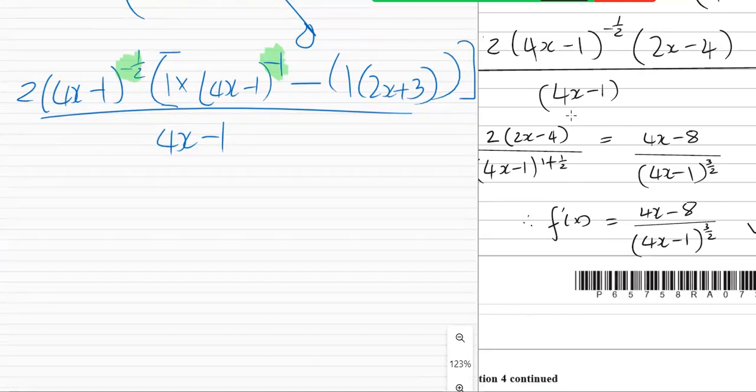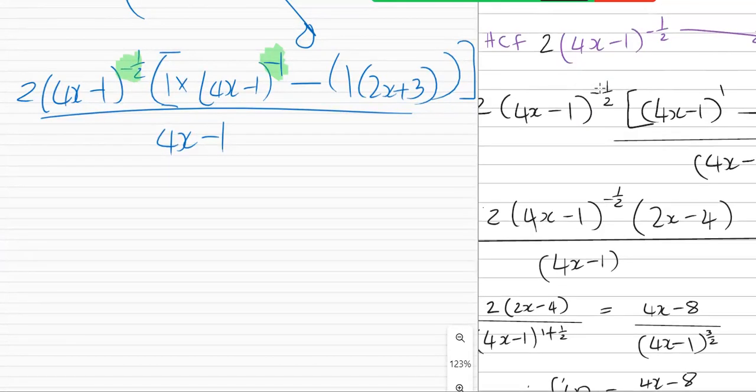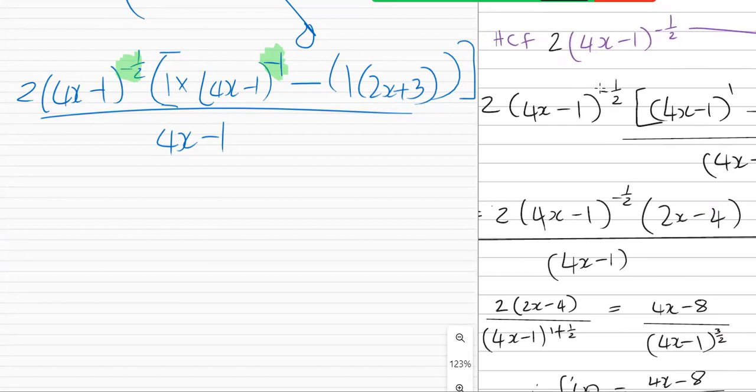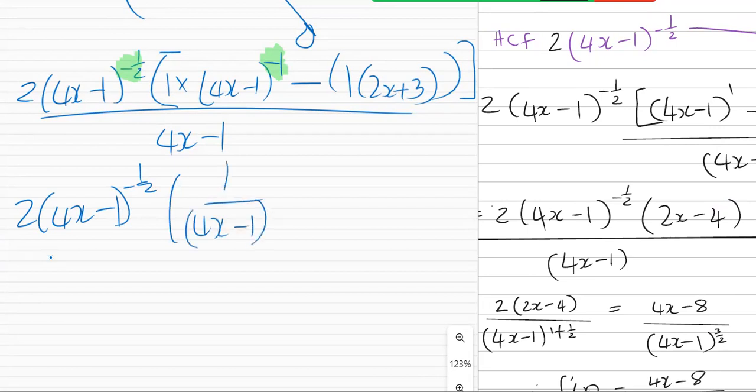So, oh, did I do something funny? No, I did not. Let's make sure. We have, bring down the 2, 4x to the power negative a half, 1 times, this will just be 4x minus 1. The negative 1 makes it into the denominator. And then on this side, we have negative 2x, negative 3. Okay, so it just went into the denominator.